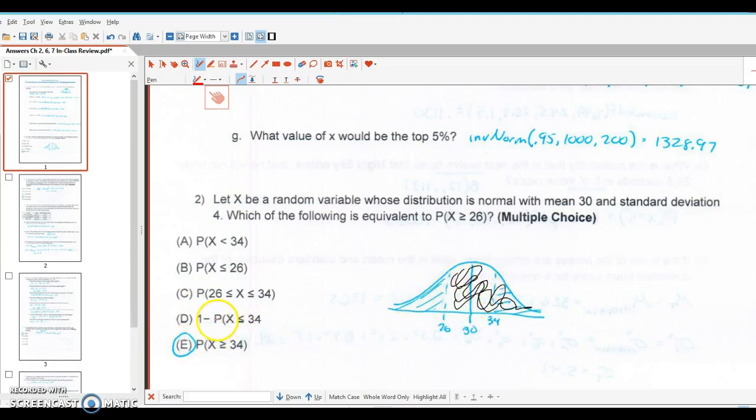So let's see what we have. That would be the complement, that would be in between, that's not going to work. So the correct answer must be A, keeping in mind that less than 34 would be the same thing as less than or equal to 34. So that's why I'm getting that answer. So ignore E, that should be A.